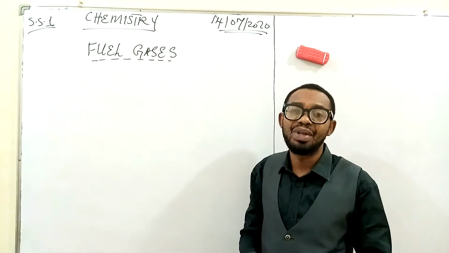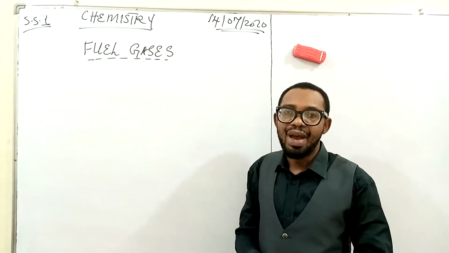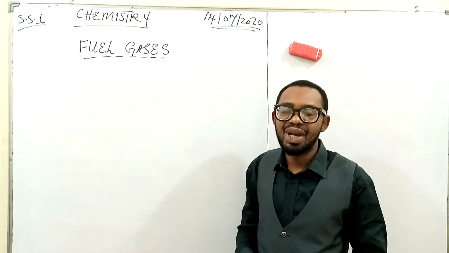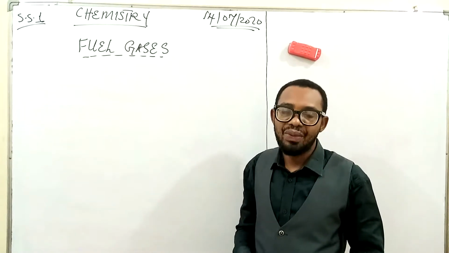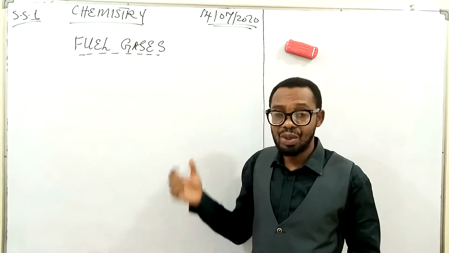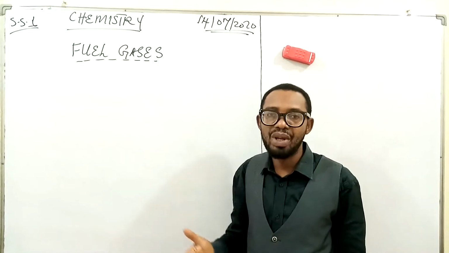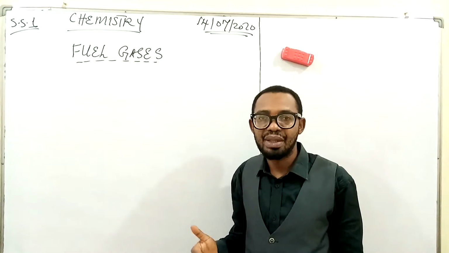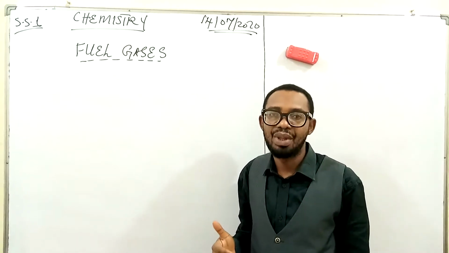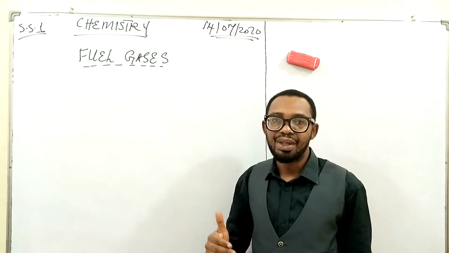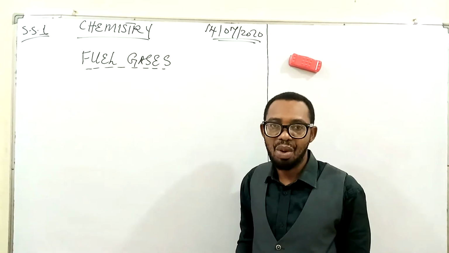All the while we've been discussing carbon and its compounds. We have looked at the occurrence of carbon, right from where we started this topic, carbon and its compounds. We have looked at allotropes of carbon. We have looked at the general properties of carbon.